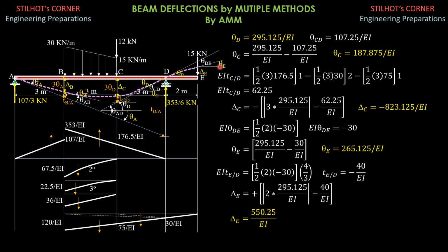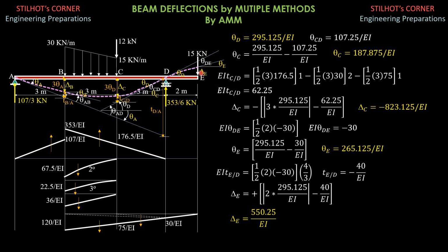So from the horizontal to the tangent at D, that's counterclockwise, positive. Horizontal to the tangent at E, that's counterclockwise. That's why theta E is positive. Theta E therefore is the difference between theta D and theta DE. So theta E equals theta D minus theta DE, absolute value, 30 over EI. So it is 265.125. So theta D minus the absolute value of negative 30, so minus positive 30. So 265.125 over EI. That's theta E, just like before.